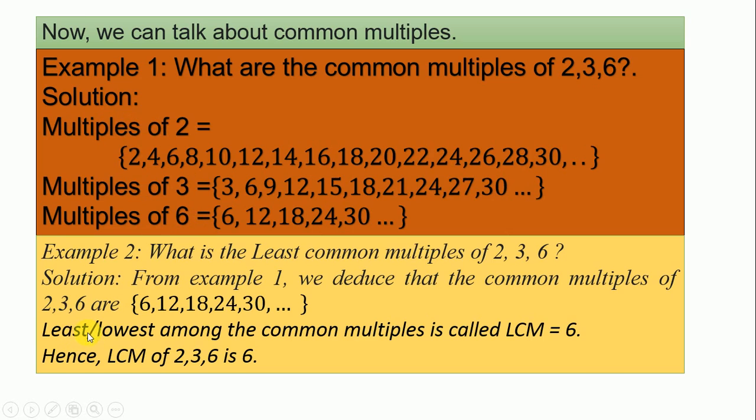Looking at these 6, 12, 18, 24, and 30, which one is the lowest? The lowest among these common multiples is called LCM, which is the purpose of this video. So the least common multiple, the lowest among the common multiples, is 6. You can see the LCM of 2, 3, 6 is 6.